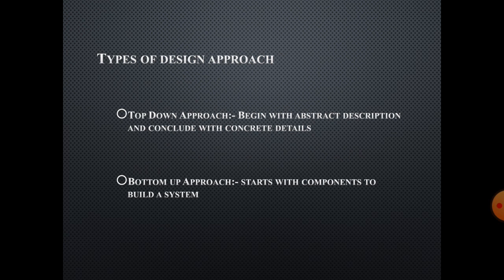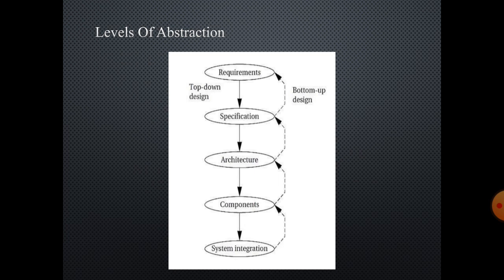In the bottom-up approach, it starts with the components to build a system. That is, it happens in the reverse of the top-down design approach. First the embedded system, then the components, then the architectural diagram, then the requirements. In this way, the bottom-up design approach goes on. So this is the level of abstraction.